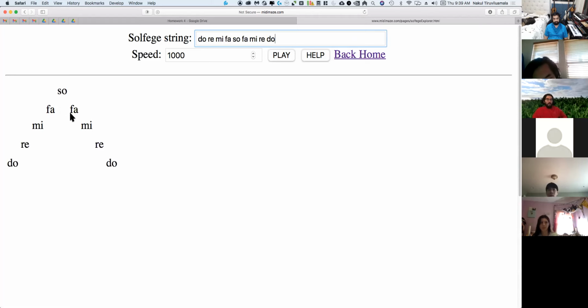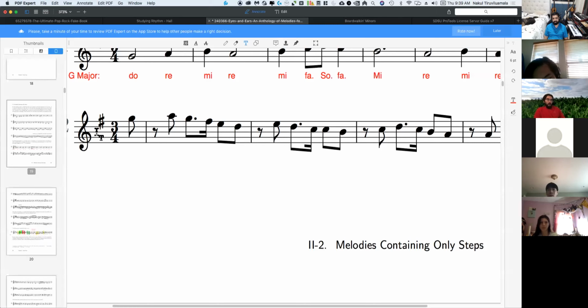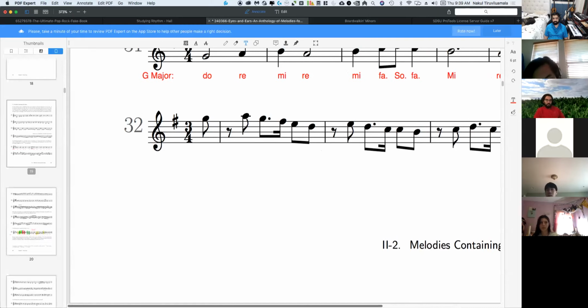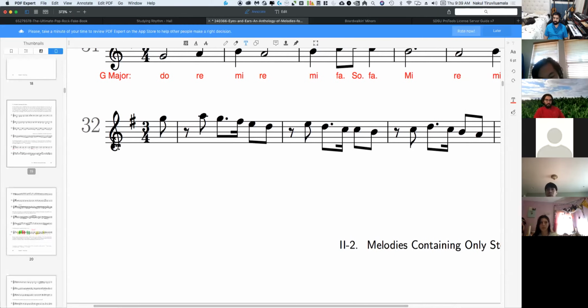So, fa, mi. With that being said, let's figure out what key we're in. Otherwise, we can't have any good idea for what do is. So, what key are we in? One sharp.